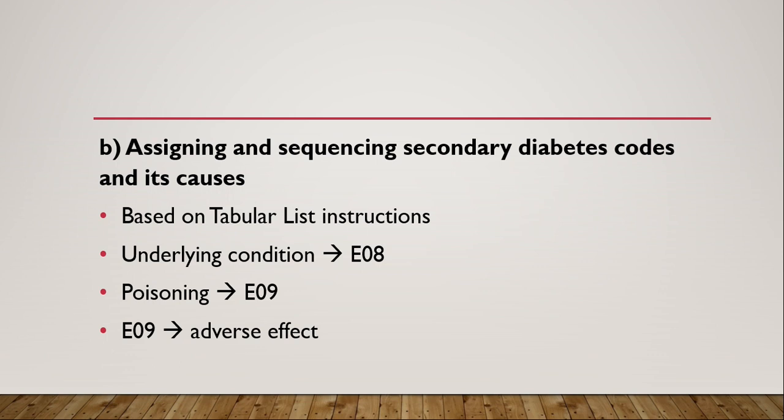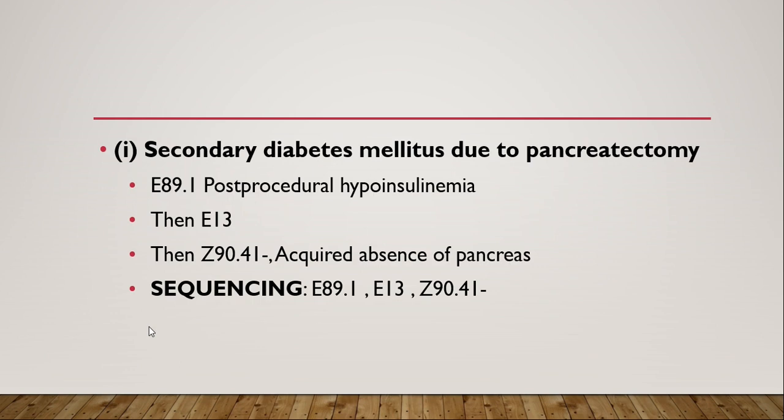Here it is: assigning codes and sequencing secondary. Based on the tabular list instruction, E08, as I discussed, is always a secondary. E09 can be a primary or it can be a secondary. If it's a poisoning, E09 is secondary. If it is an adverse effect or underdosing, it should be E09 first.